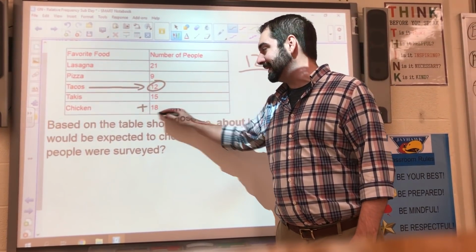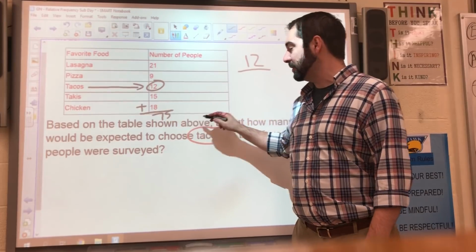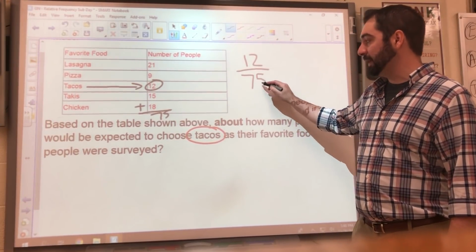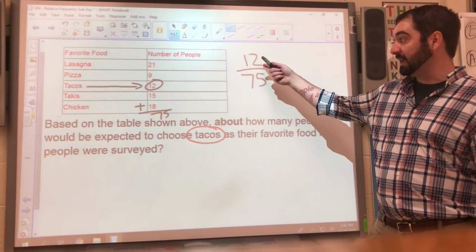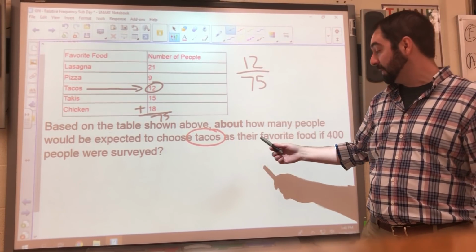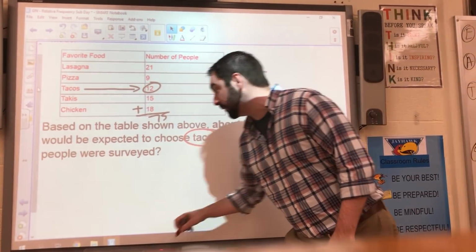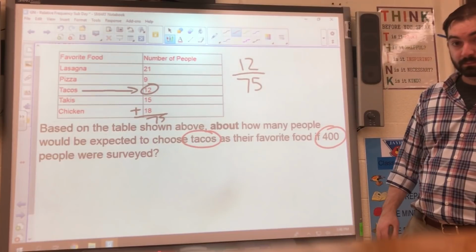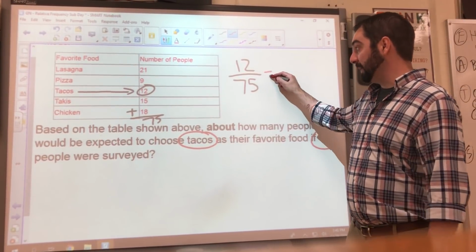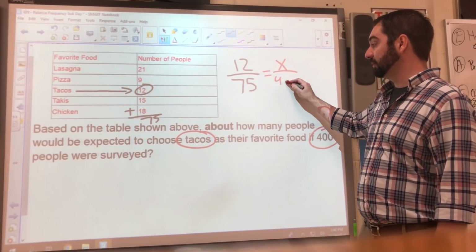Well, I could add these together. When you add them together, you'll find out that there's 75 people that are surveyed. So the probability that they get tacos is 12 out of 75, but now they want to know if there was 400 people surveyed, how many people could expect to pick tacos.